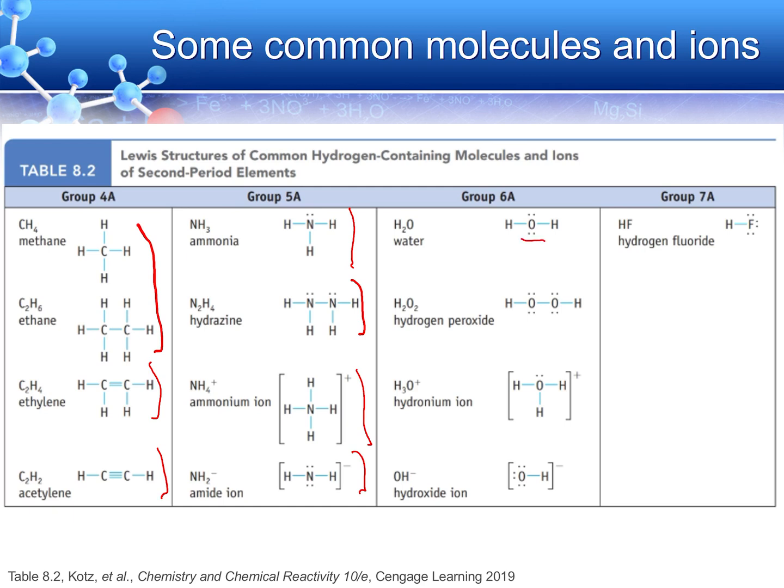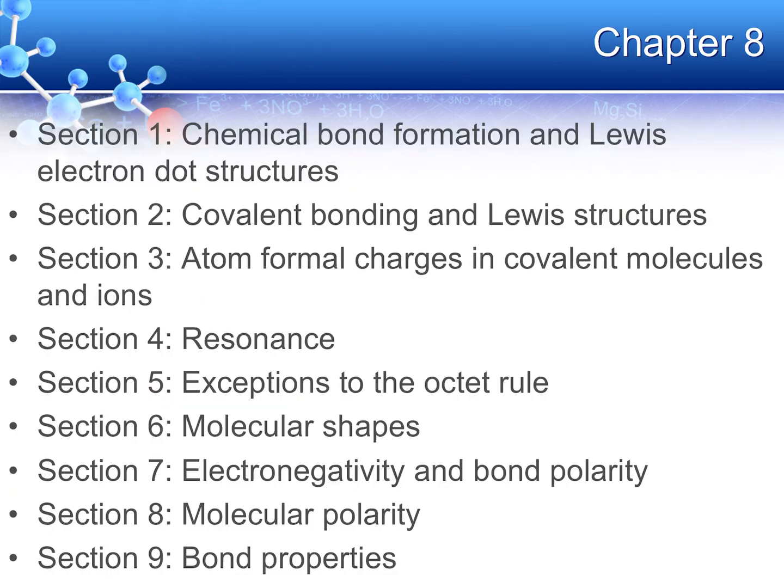Water, we have oxygen, 2 bonds, 2 lone pairs, but here are some exceptions down here, where the hydronium ion has 3 bonds and a lone pair, and the hydroxide has 1 bond and 3 lone pairs. And here's hydrogen fluoride, where we typically have 1 bond and 3 lone pairs.